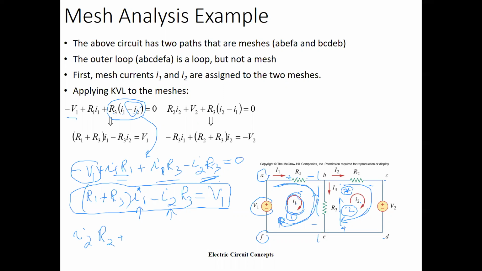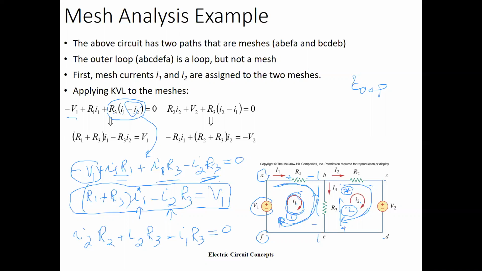As you know, sometimes I say loop, sometimes I say mesh, because a mesh is a loop. Also, the definition of a loop is a complete path. So this will be I2 R2 plus I2 R3. Now we need to find the contribution of I1, which is negative, because it's in the opposite direction of I2. So it will be a negative I1 R3 equals 0.